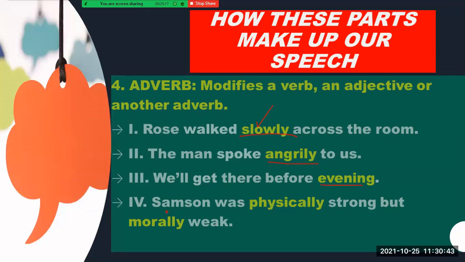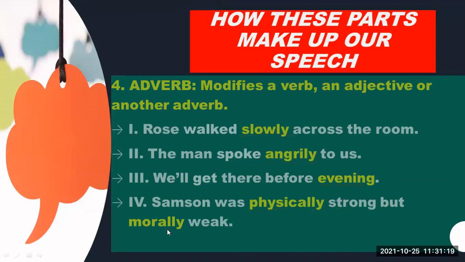Now, example IV: Samson was physically strong, but morally weak. Physically is an adverb that tells us more about the adjective strong. If you say Samson was strong, well, how strong was he? He was physically strong. And if we say he was weak, how weak was he? He was morally weak.